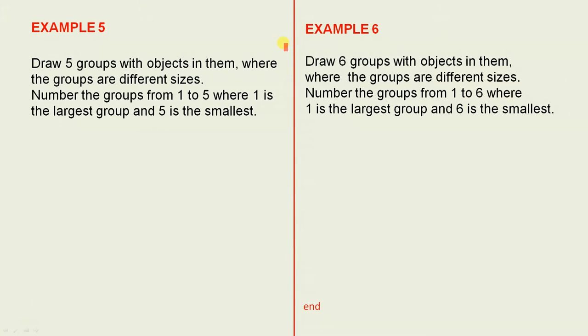Draw 5 groups with objects in them, where the groups are different sizes. Number the groups from 1 to 5, where 1 is the largest group and 5 is the smallest. And finally, draw 6 groups with objects in them, where the groups are different sizes. Number the groups from 1 to 6, where 1 is the largest group and 6 is the smallest.